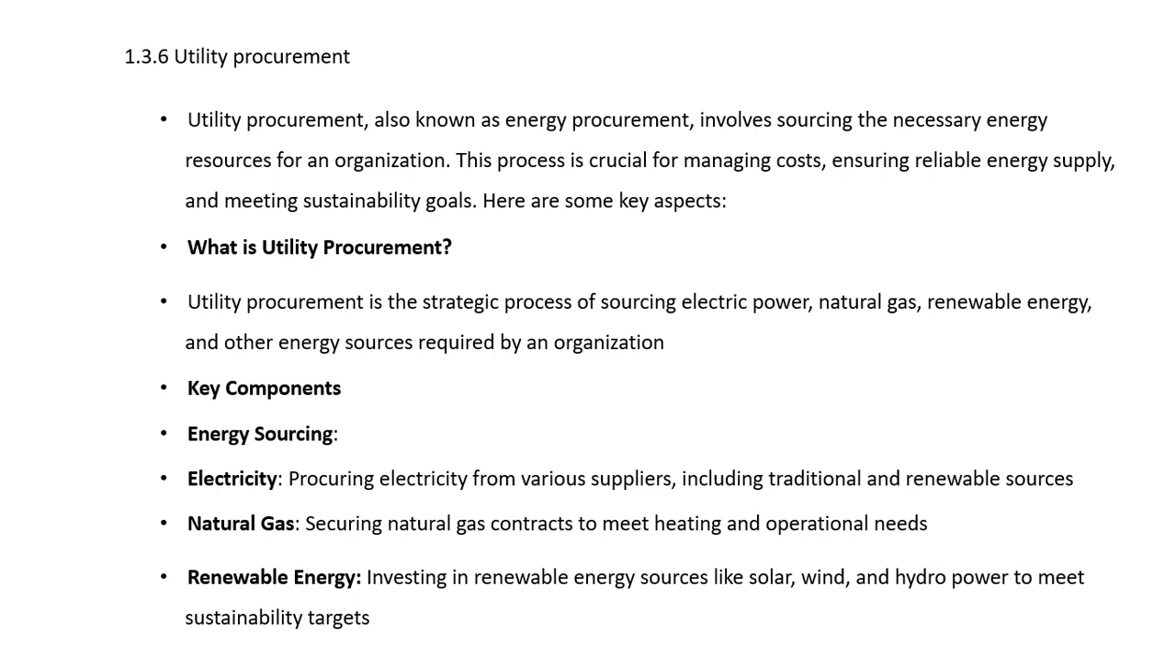What is utility procurement? Utility procurement is the strategic process of sourcing electric power, natural gas, renewable energy, and other energy sources required by an organization. Key components: energy sourcing. Electricity: procuring electricity from various suppliers, including traditional and renewable sources. Natural gas: securing natural gas contracts to meet heating and operational needs. Renewable energy: investing in renewable energy sources like solar, wind, and hydropower to meet sustainability targets.